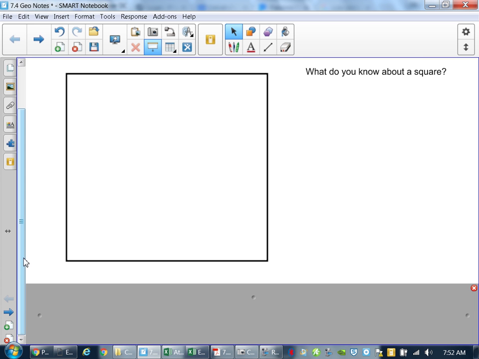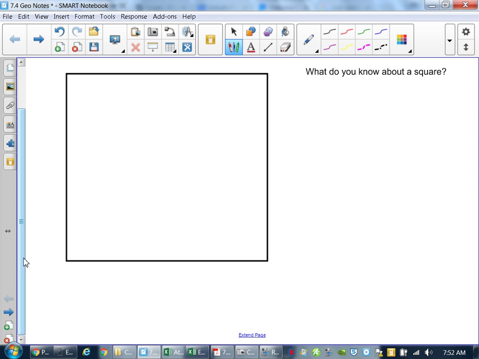What do you know about a square? Four right angles. Two sets of sides are parallel. And you have all these right angles, all of them add up to equal 360. Very good. What about when you draw a diagonal?